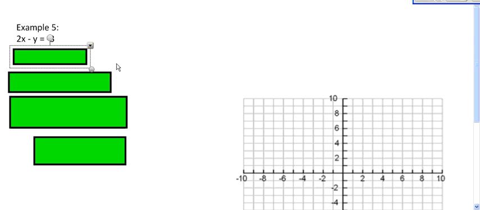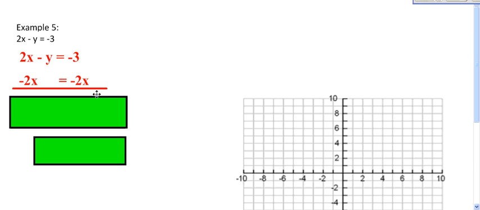Last problem here. Again, rewrite that equation. And then I can go ahead and get y by itself, so I need to get rid of 2x. So I'm going to subtract 2x from both sides, leaving me with, dropping down the -y. Make sure we carry that sign. -y equals -3 minus 2x.